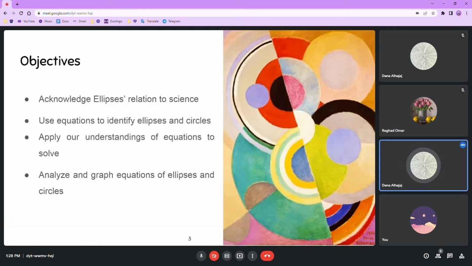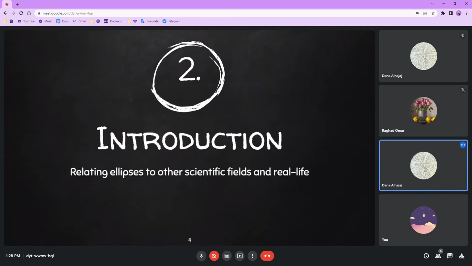Firstly, our objectives for this lesson are to acknowledge how ellipses relate to science, use equations to help identify ellipses and circles, apply our understandings to solve, and lastly, analyze and graph these equations.